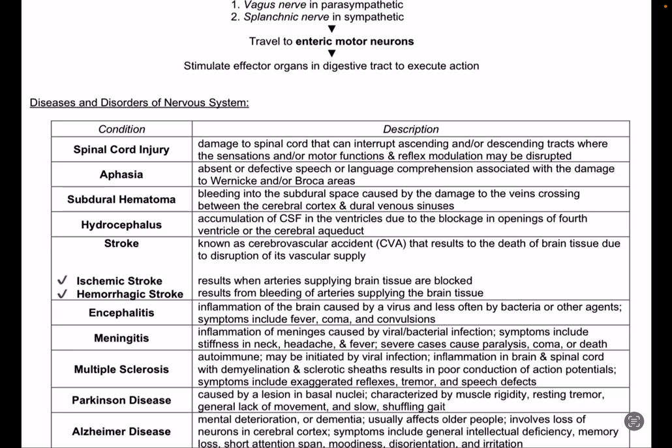Ang subdural hematoma naman, bleeding. Meaning hematoma, blood, may bleeding. Bleeding into the subdural space caused by the damage to the veins crossing between the cerebral cortex and the dural venous sinuses. And hydrocephalus, meaning nagdako ang ulo na, di ba kita nyo na mga bata or patient ka may mga dako ulo. So, possible may hydrocephalus sila. Or may mga tumor mo na.